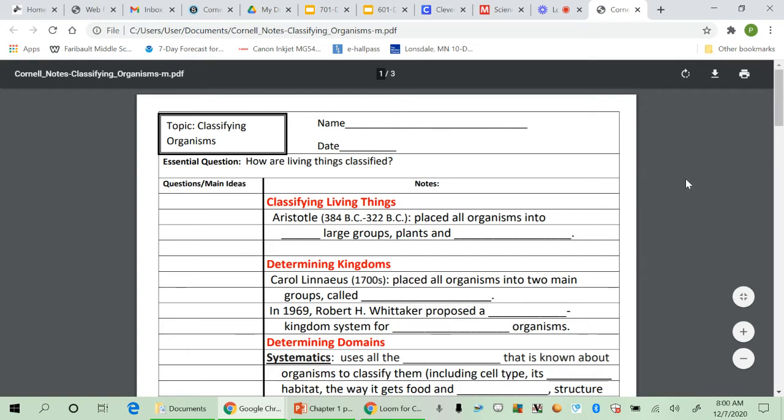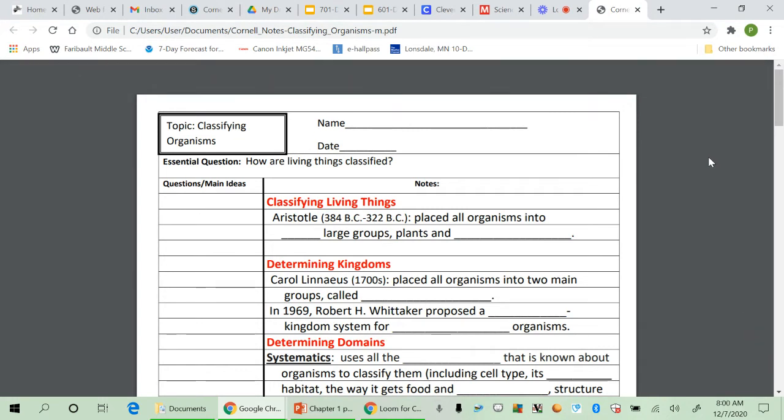Hello, 7th graders. Today I would like to review this assignment from last week, the Cornell notes about classifying organisms. And so if you have not gotten that done yet, this would be a really great chance for you to get a little bit of help on that. So please find that assignment. We're going to be going through the answers in this video.